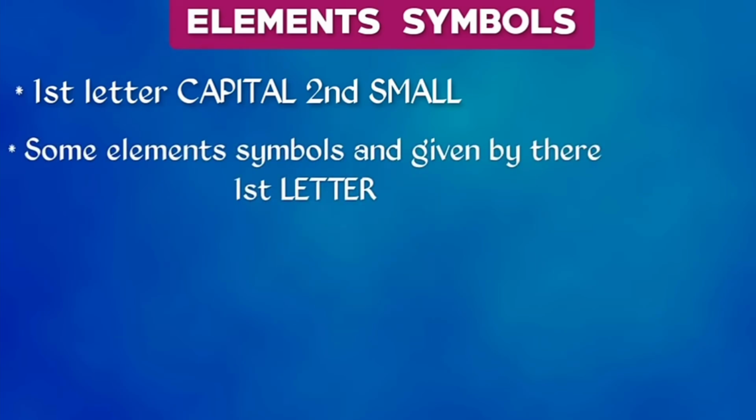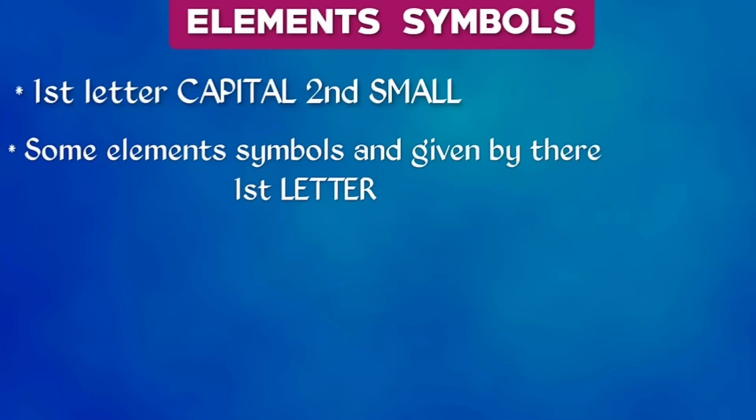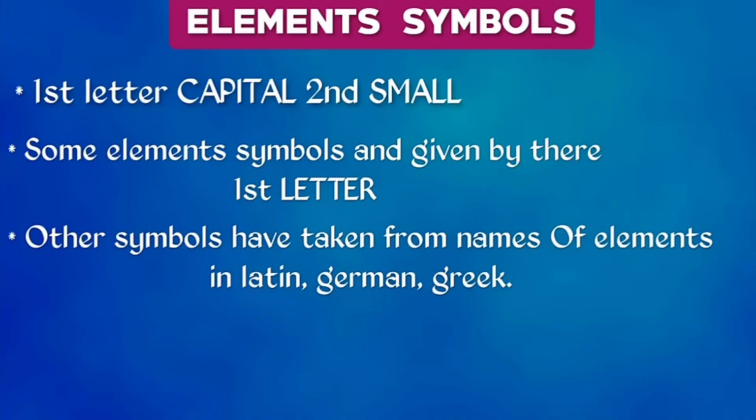There are many elements whose names are given by their first letter. For example, calcium is represented by Ca. However, this is often inaccurate. Therefore, some elements have names derived from German and Greek. For example, iron is represented by the symbol Fe.